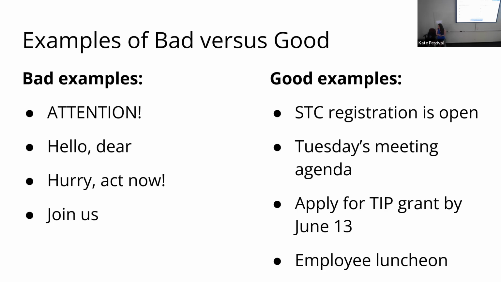Third good example, apply for the TIP grant by June 13th. Again, I can't remember what TIP stands for, but I know it's a thing on campus and I know it's important, and I know that if I want to apply for it or see if I'm eligible to apply, I need to open that email to figure out what all the details are. And then the employee luncheon, which doesn't tell me a whole lot, but it at least tells me that I'm probably being invited to some sort of thing.